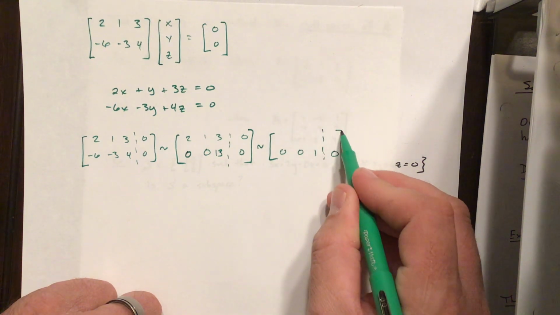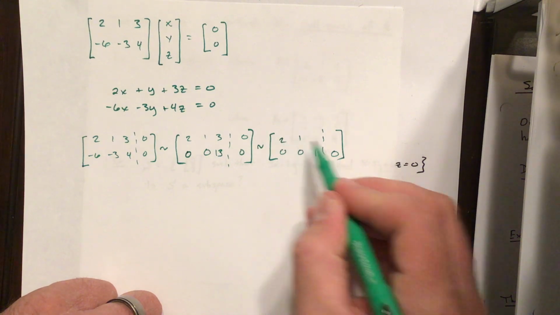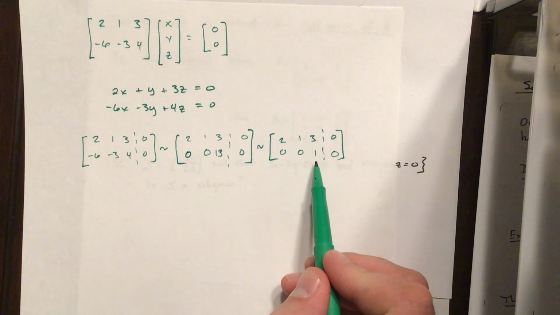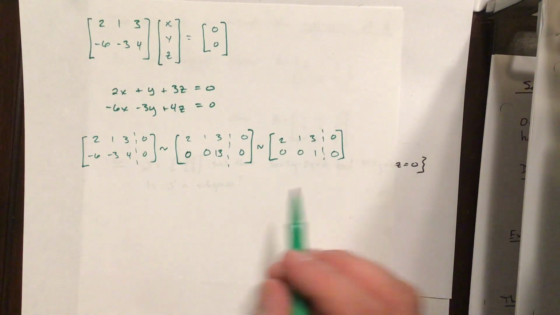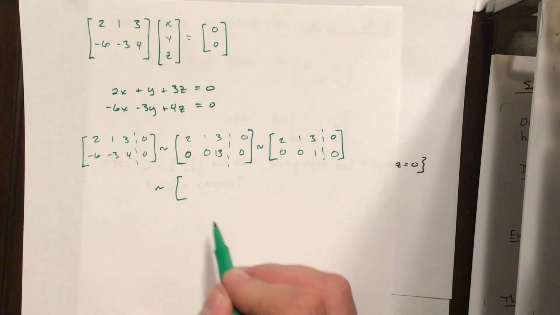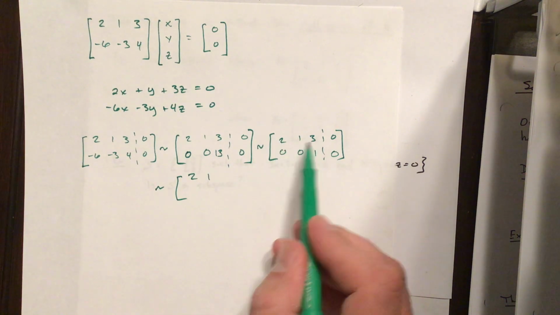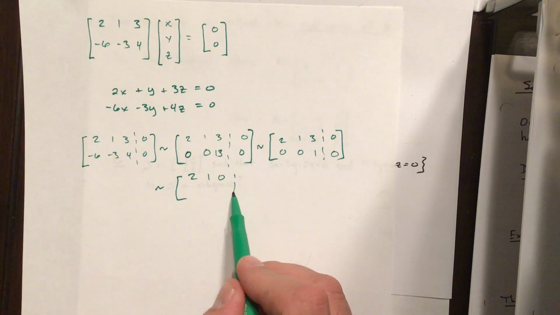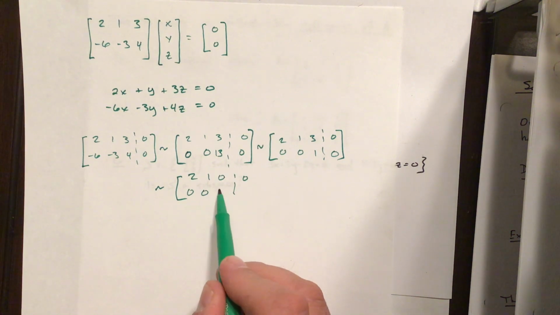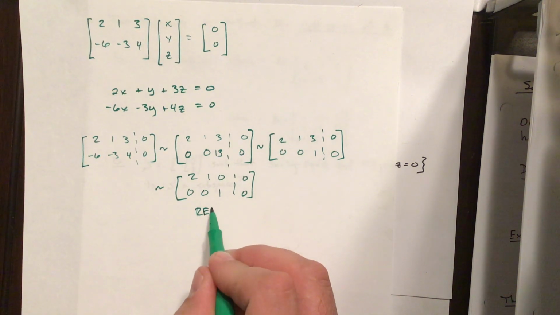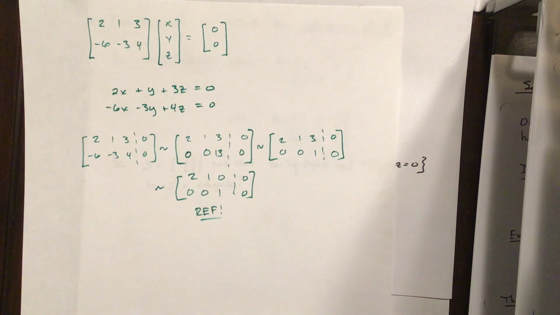Again, these are steps that in the past I had you write out. Now we're just kind of doing them as we go. Now we're going to multiply row 2 by 3 and then take the difference between row 2 and row 1. So that's going to be 2, 1, 3 minus 3 is 0. That's 0. Row 1 stays the same. And now this is in row echelon form. We don't even have to get it to reduced row echelon form.